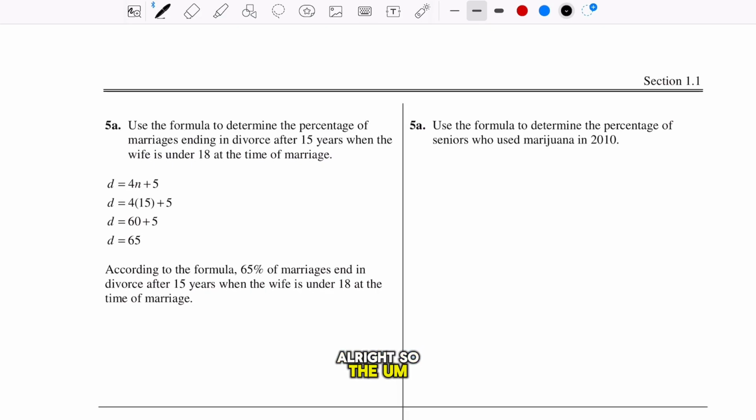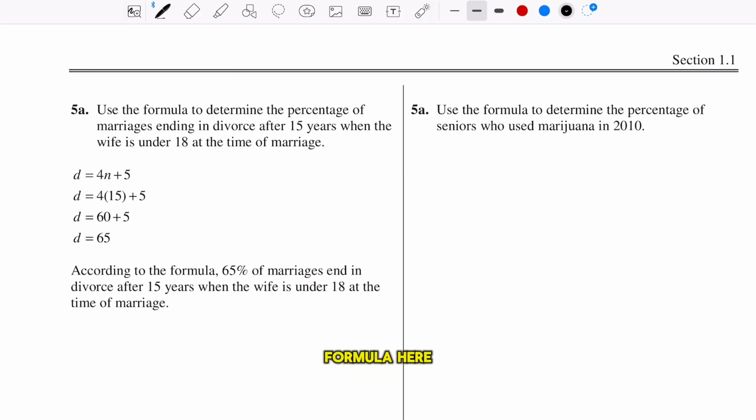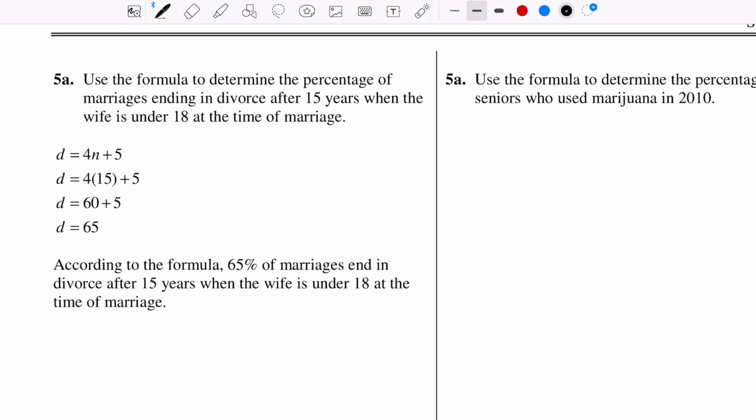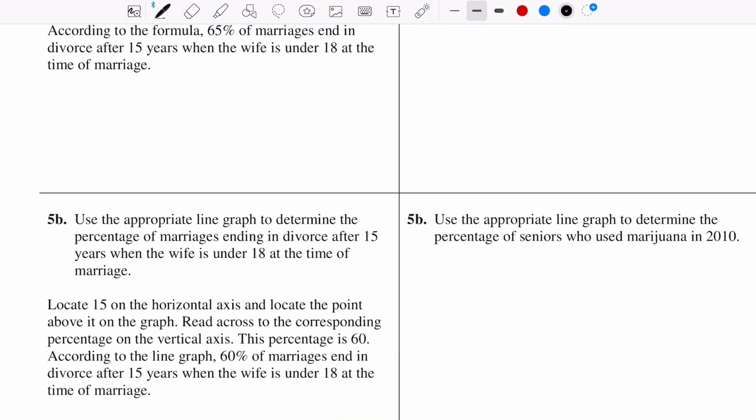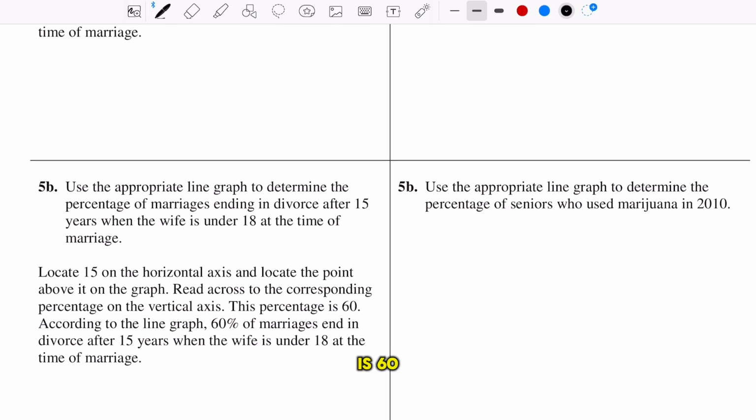All right, so the formula here is used to determine the marriages ending in divorce after 15 years when a wife is under 18 at the time of marriage. But you just plug in your numbers to your function and you just figure that out. Use the appropriate line graph to determine the percentage of marriages. And so you just would locate 15 on the horizontal axis and locate the point above it on the graph. Read across to the corresponding percentage. That's just the y-axis. And the percentage is 60.